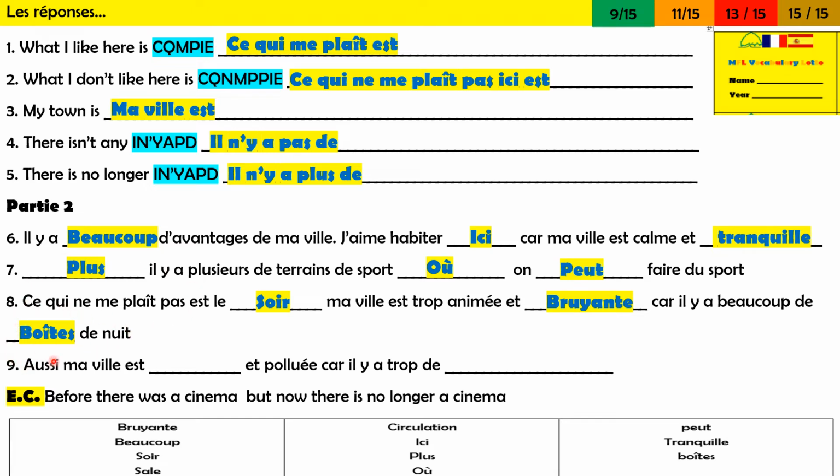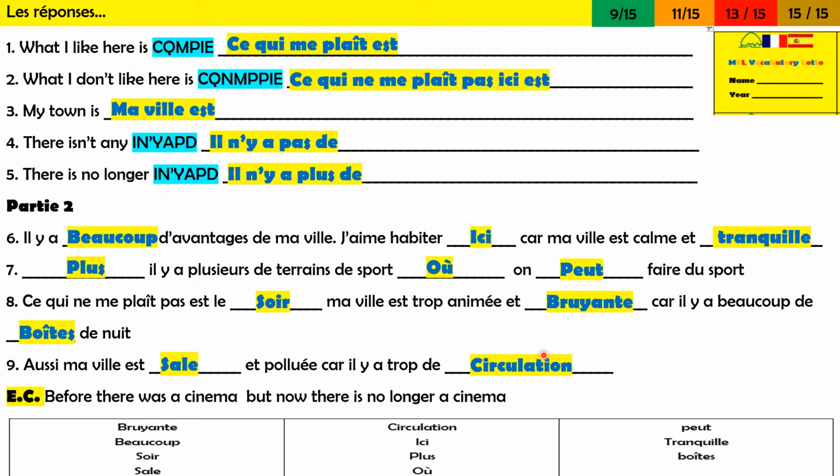Right guys, et finalement, numéro 9, only 2 to go. Aussi, ma ville est sale et polluée car il y a trop de circulation. Voilà, qui veut dire en anglais, also my town is dirty and polluted because there's too much traffic. Right, a brilliant effort if you've got this. There's still the extra challenge. I'll give you 1 mark just for having a go at the extra challenge today.